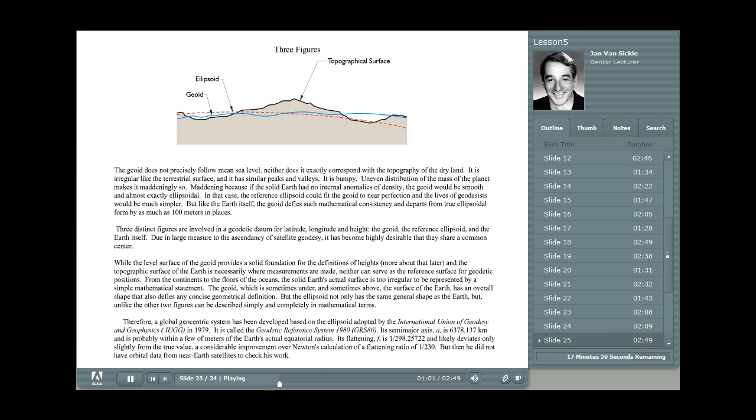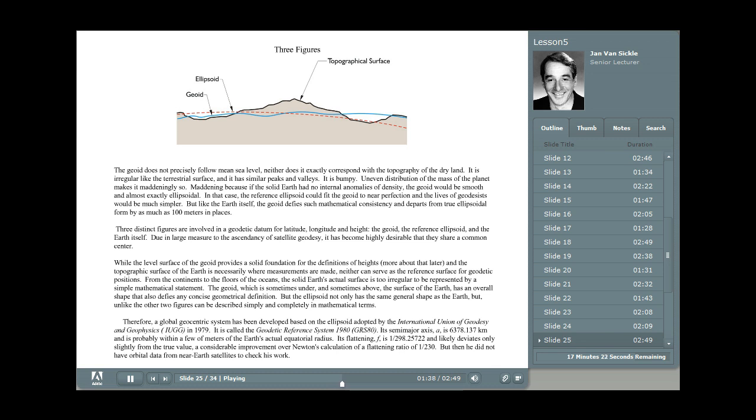So, the figures involved in a geodetic datum, let's say for latitude and longitude and height, are the geoid, the reference ellipsoid, and the Earth itself. Because of satellite geodesy, we've been endeavoring to make all of these share a common center. Well, the topographic surface, of course, shares a center of mass. That's obvious. And what we want to do is be able to have the ellipsoid, that's the reference ellipsoid we use for satellite geodesy, to be Earth-centric or geocentric.